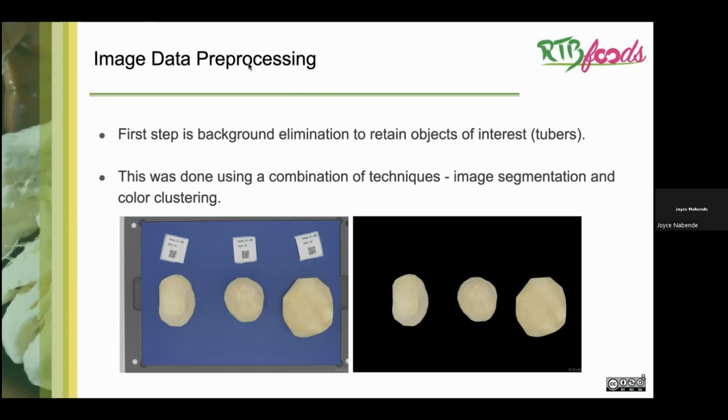So the first step has been the background elimination, where we want to only retain the objects of interest. As you can see, when the different samples are taken, they're attached to a label because these different samples belong to different varieties that have been grown. And so it's important that these are attached to the labels that we have. But when we're doing our modeling to feed this into the machine learning models, we only want to take the actual images. So we do background extraction, where we eliminate all the background and only stay with the different samples that we have. And we've used several techniques like image segmentation and color clustering as well.